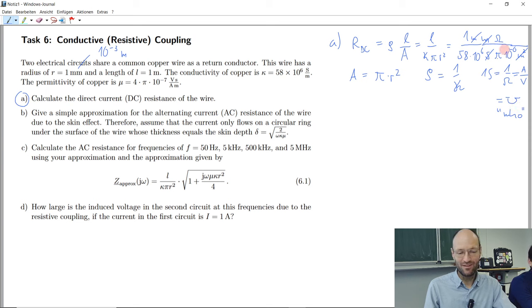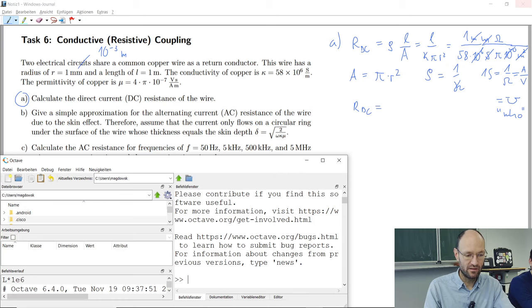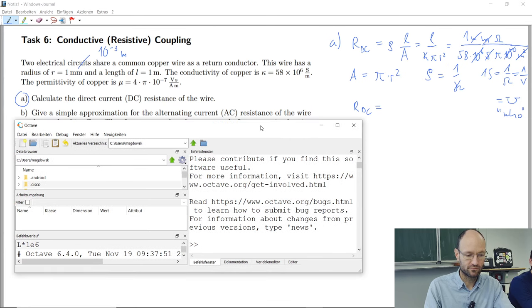Okay. And so then the 10 to the power of 6 and the 10 to the power of minus 6 will cancel each other. And we have 58 times pi, which is about 150. And we have 1 over 150, which is difficult to calculate in your head. But we can also just use Octave in a moment. We should get like 1 over 170 or so ohm. So let's go into Octave and let's try to calculate this there.